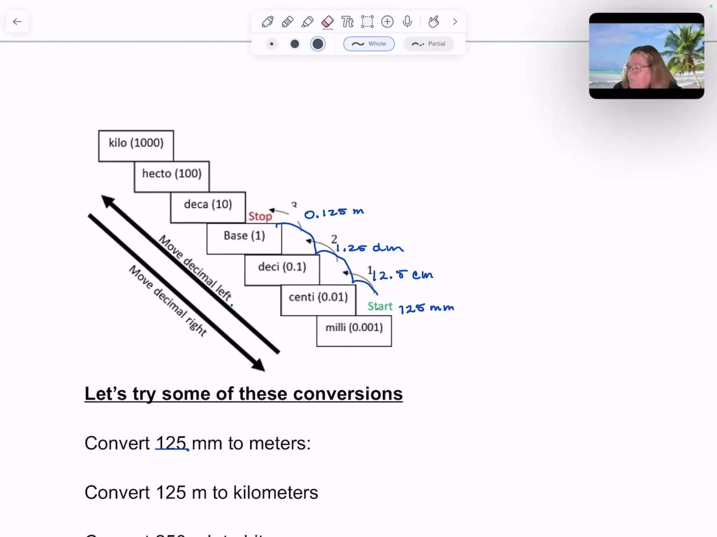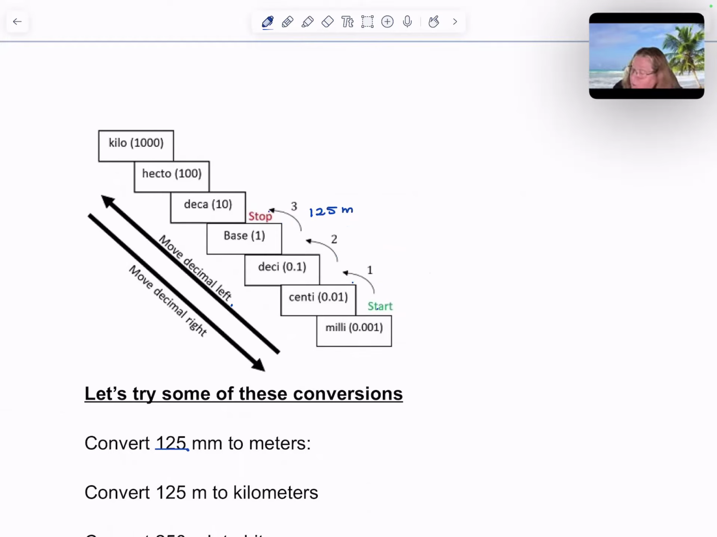Let's try another one. Clear this out. Let's take 125 meters to kilometers. So now we're standing here at 125 meters, and we want to go up here to kilometers. So we're going to go one step up. We're going to move that point one to the left, 12.5 decameters. Go one more point, 1.25 hectometers. One more jump up, 0.125 kilometers.